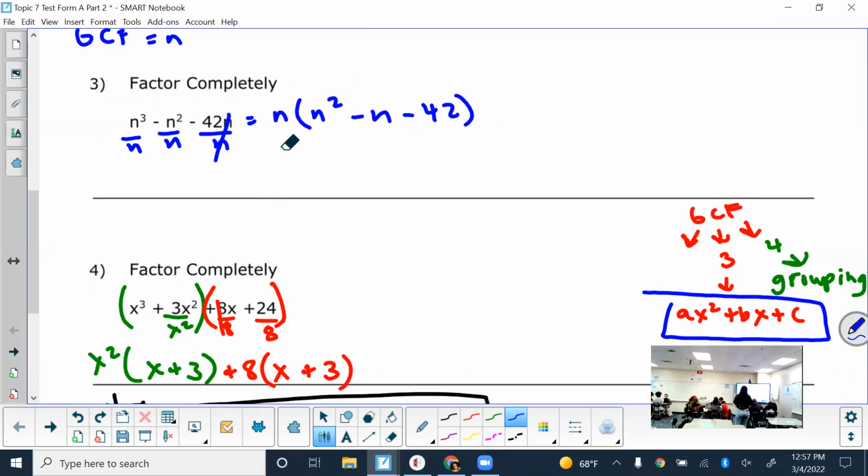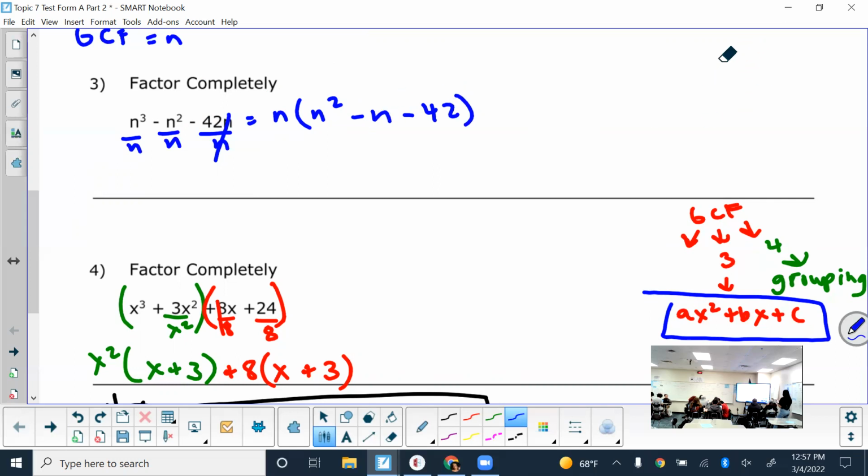Now some of you just stopped at this step. Some of you put this in your answer. It says to factor it completely. So once you factor out your GCF, if you follow the flow chart, check the parentheses. How many terms are in the parentheses? 3. And are they in a form that we said is factorable? Yes, we have one variable with a squared, one variable to the first, and a constant.